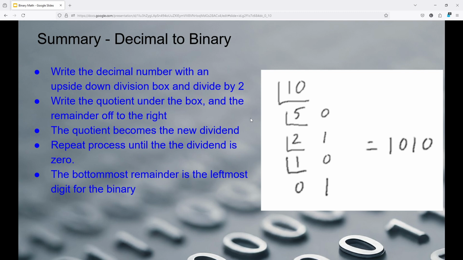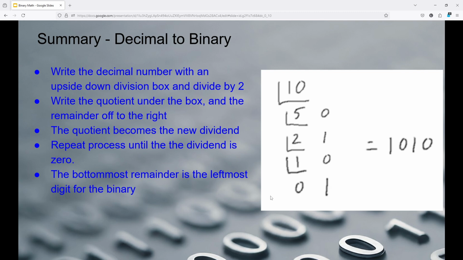So if I'm going to convert 10 to binary, I'm going to write 10, my upside down division symbol. 2 goes into 10 5 times with a remainder of 0. So I write down the 5, 0 off to the side. 2 goes into 5 2 times with a remainder of 1. So I write down the 2, 1 off to the side, upside down division symbol. 2 goes into 2 1 times with a remainder of 0. Upside down division box. 2 goes into 1 0 times with a remainder of 1.